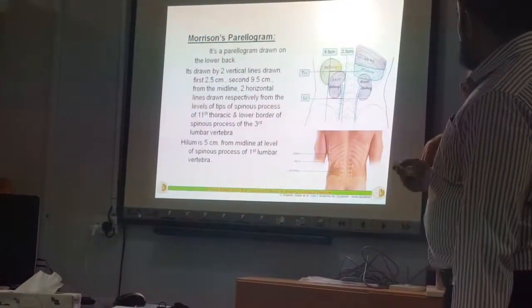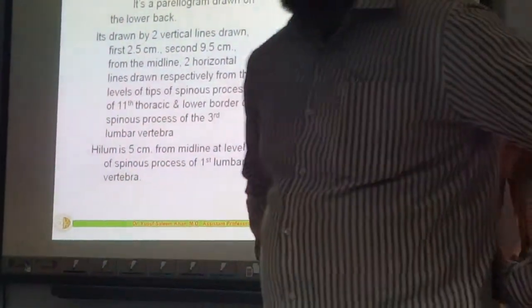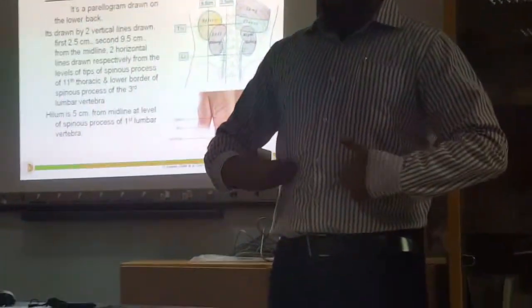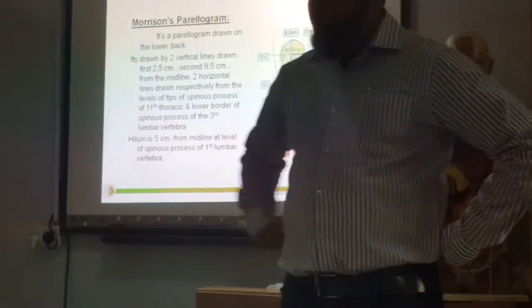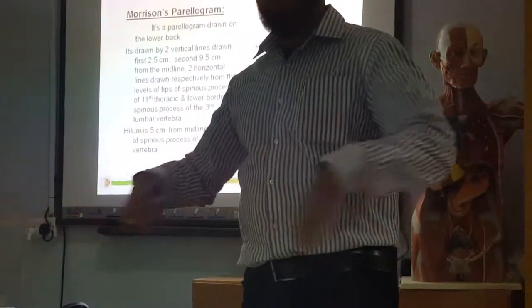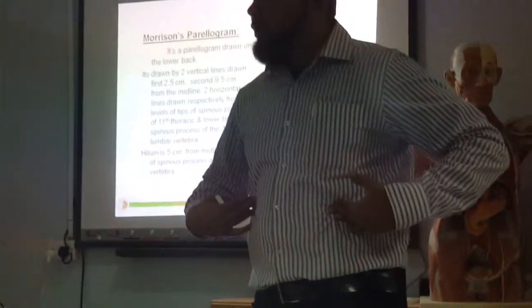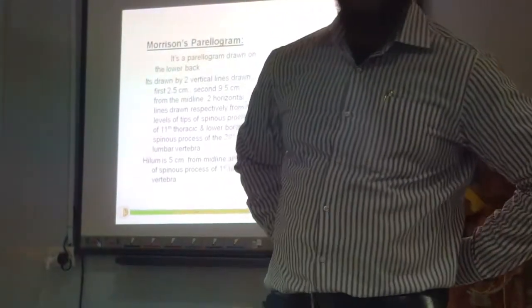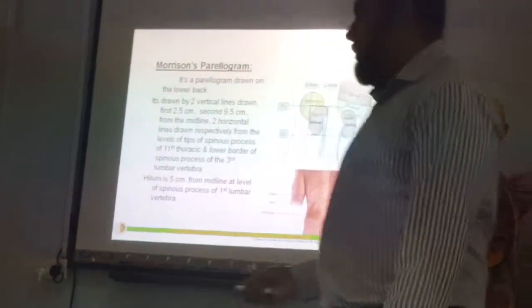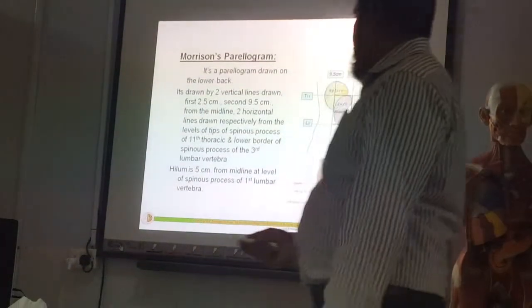This is the parallelogram which is drawn from behind. This is the position from where you can approach the kidney. If you want to do any surgeries, you cannot go from the front because, as I said, it is on the posterior abdominal wall. If you go from the front, you have to go through so many structures, push them outside, and then reach. But as I said, it is retroperitoneal, behind the peritoneum, so you can easily approach from behind. So if you want to do any surgeries for the kidney, you will be approaching it from this Morris parallelogram. So what is this Morris parallelogram?